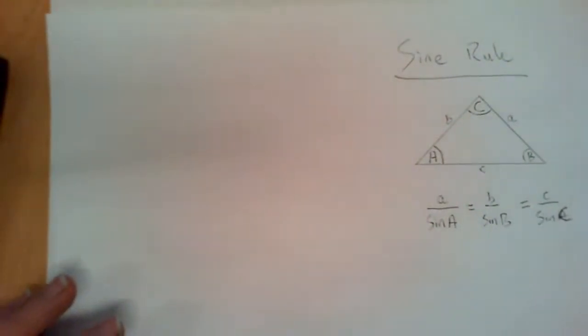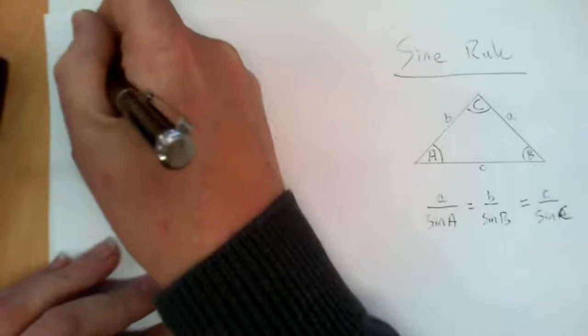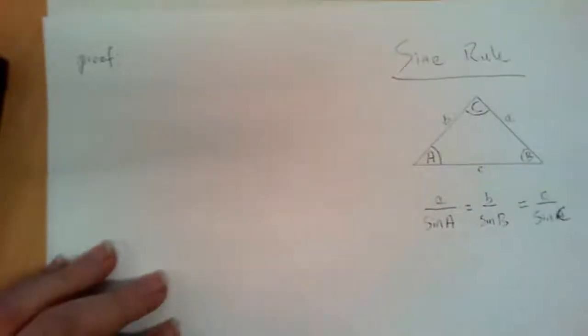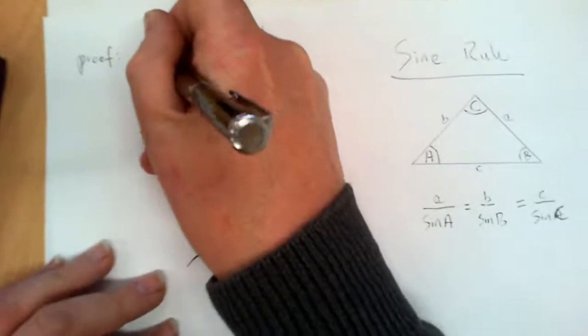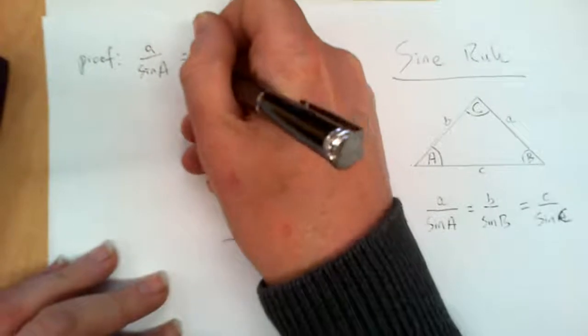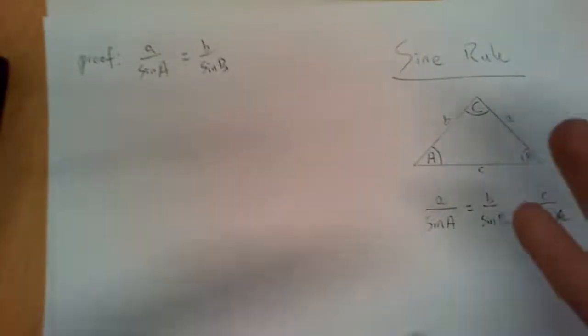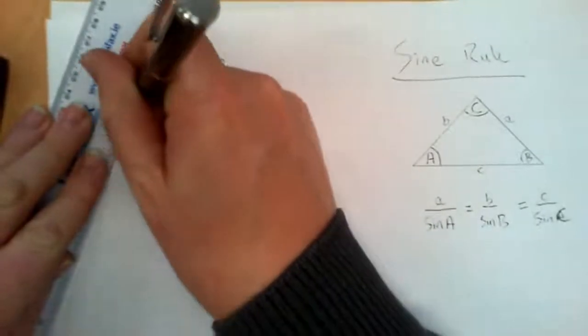I don't believe it. So I can pick any of them to prove. I'm just going to prove the first two. I'm going to do a proof. a over sine of A is equal to b over sine of B. So the easiest way to prove it is to draw it. So let's go draw one.